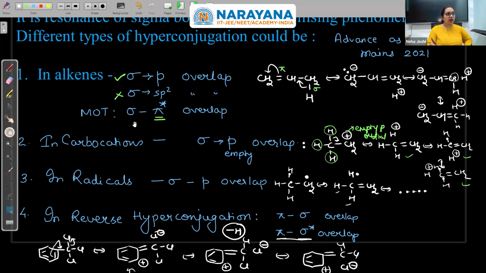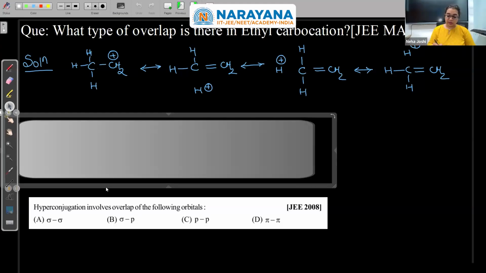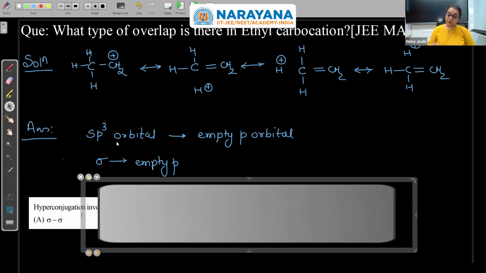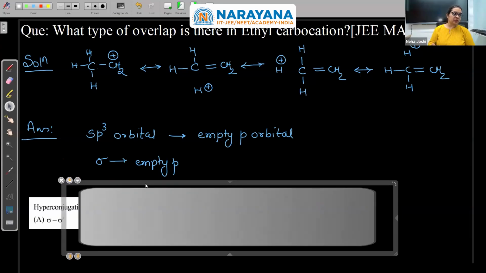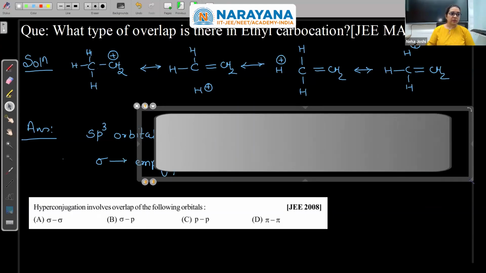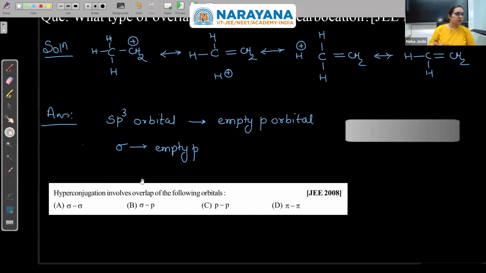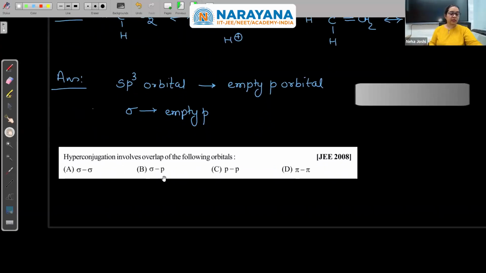Coming to this, how it was asked in JEE. Let's see. What type of overlap is there in ethyl carbocation? See, this type of question was asked. And I think all of you will agree now that it is sp3 orbital, this one, with empty p orbital, or you can have sigma with empty p orbital. That was the answer. Okay, this was the answer. So let me remove this and keep it one side. Moving to this. This was in JEE 2008.